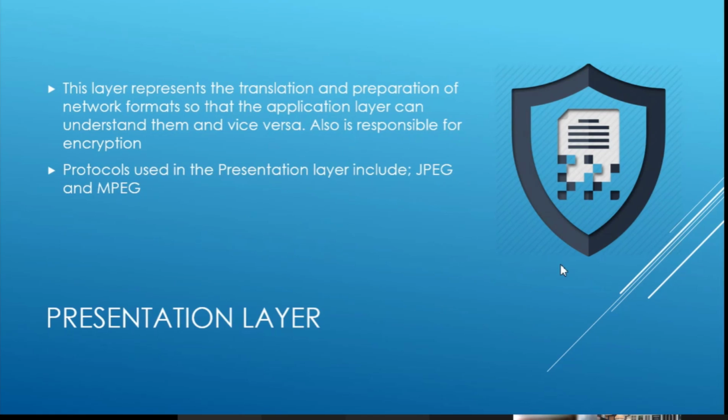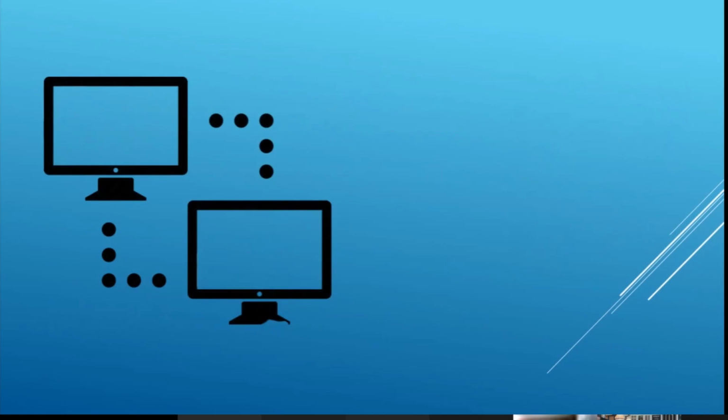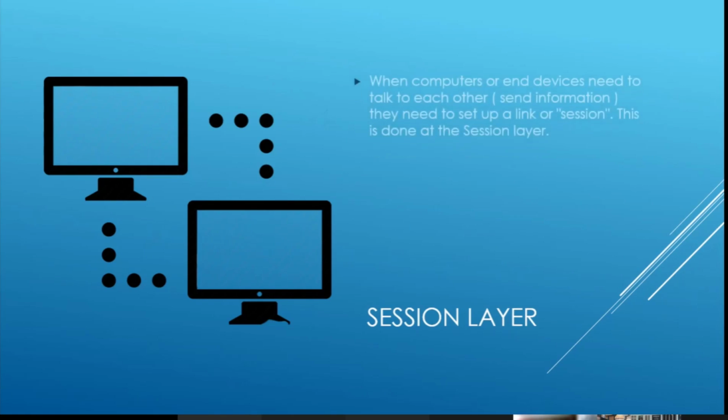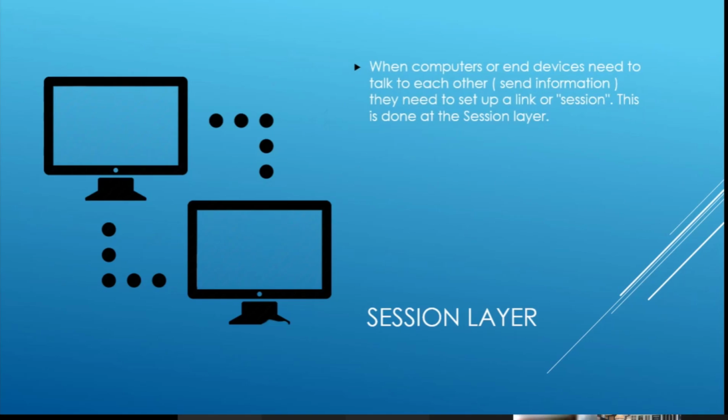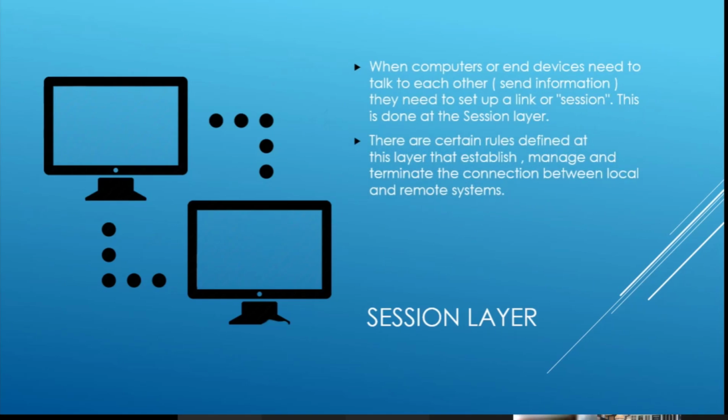And moving on to the session layer. When computers or end devices need to talk to each other, aka send information, they need to set up a link or session. This is done at the session layer. There are certain rules defined at this layer that establish, manage, and terminate the connection between local and remote. Protocols in the session layer include NetBIOS and Point-to-Point Tunneling Protocol.